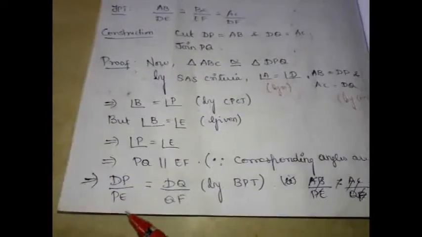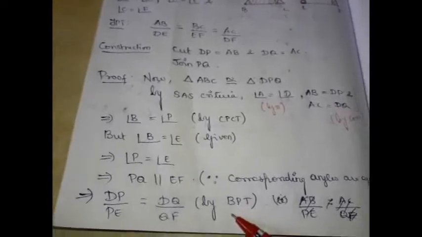Now what do you infer from these? What do angle P and angle E denote? These two are corresponding angles. If the corresponding angles are equal, then the lines will become parallel. Therefore PQ is parallel to EF. When a line is parallel to the third side of a triangle, immediately what theorem will strike our mind? Basic proportionality theorem, BPT. Therefore by BPT, corresponding sides are in proportion. So DP by PE equals DQ by QF.